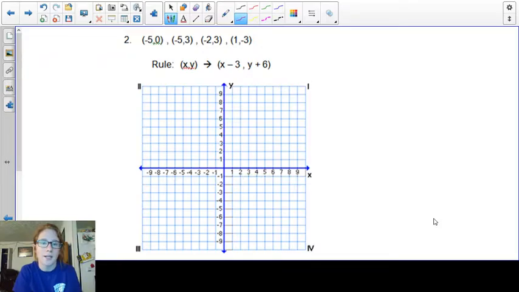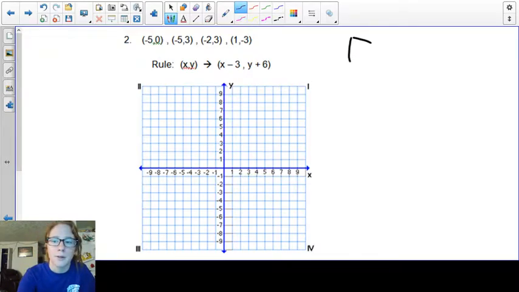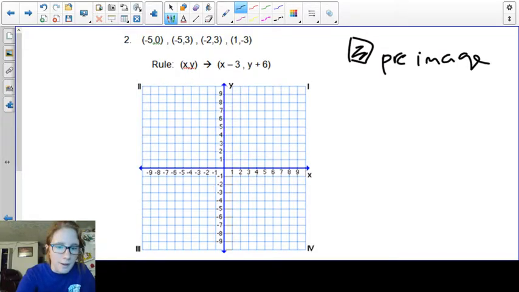Alright, we're going to do the same thing. We're going to plot my pre-image. So that's at -5, 0. Then -5, 3. Then -2, 3. And 1, -3. So this makes a weird shape, kind of like a kite. That was the idea anyways.